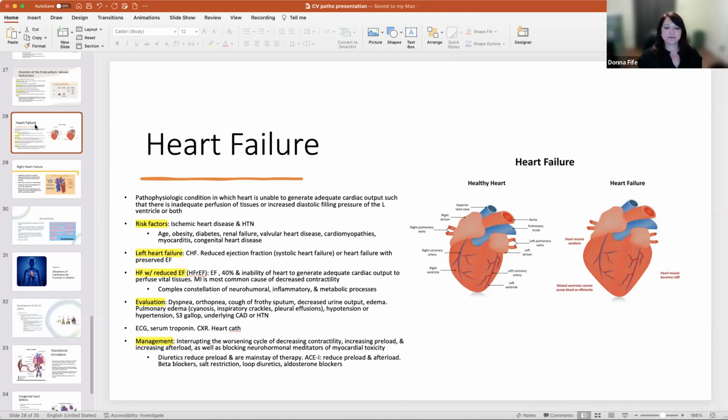Management: interrupting the worsening cycle of decreasing contractility, increasing the preload and increasing afterload, as well as blocking neurohormonal mediators of myocardial toxicity. Diuretics reduce preload and are the mainstay of therapy. ACE inhibitors reduce preload and afterload, and beta blockers, salt restriction, loop diuretics, and aldosterone blockers may all be used.